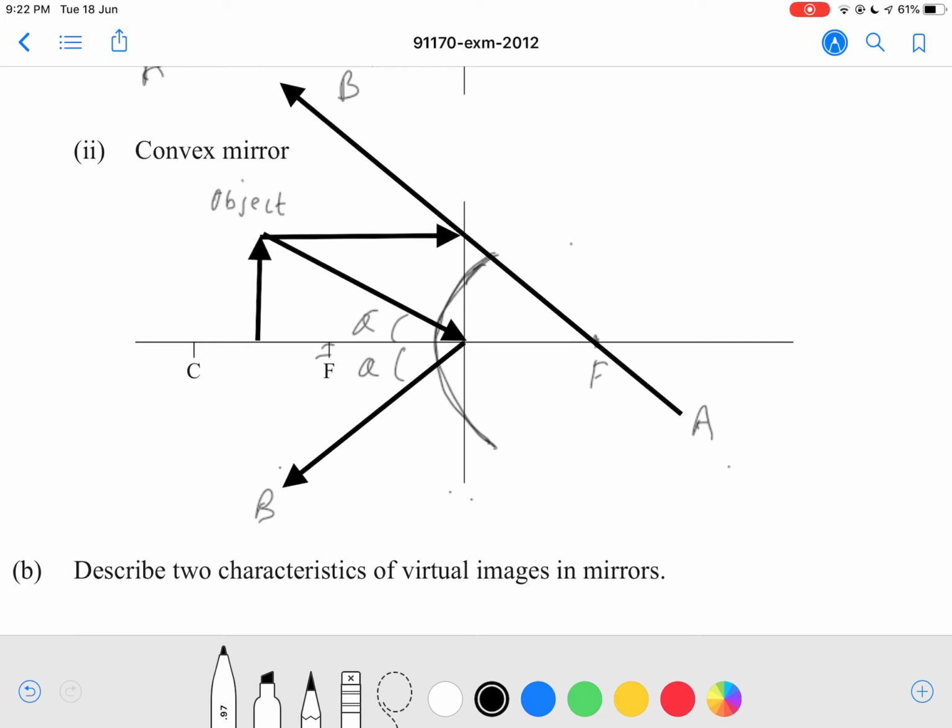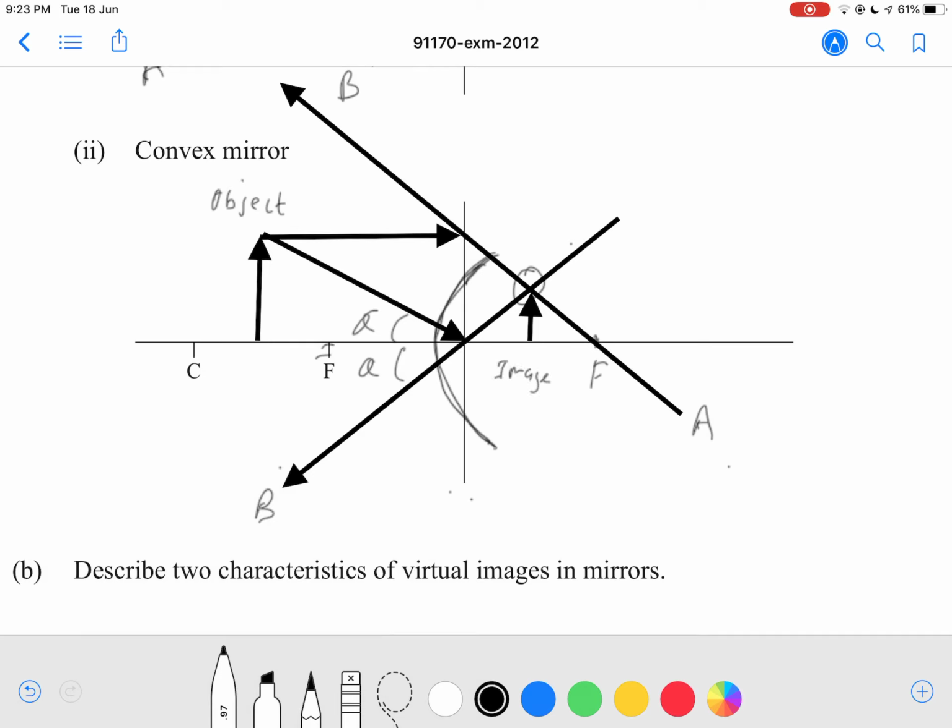In order to find out where our image is, we're going to be dotting back the rays. I'm going to dot back ray B to where it hits ray A. As you can see, the point of intersection is here. That means our image will be produced at the point of intersection, and we dot it back down to the horizontal axis. It's not very straight, but our image would be here.